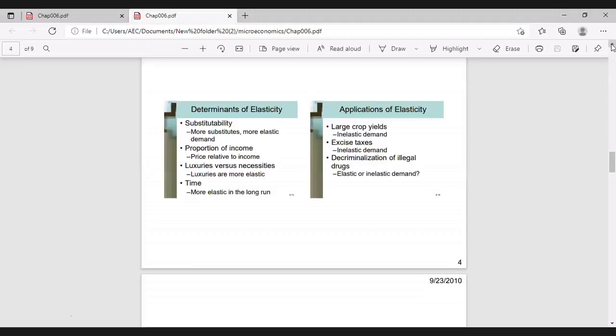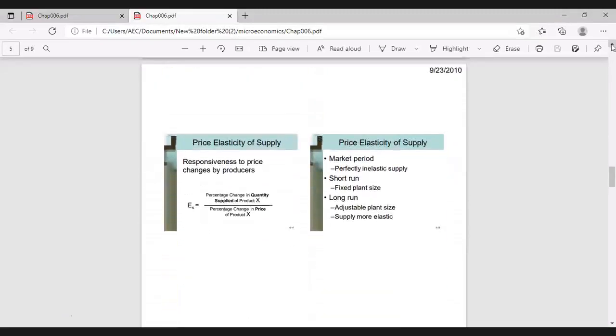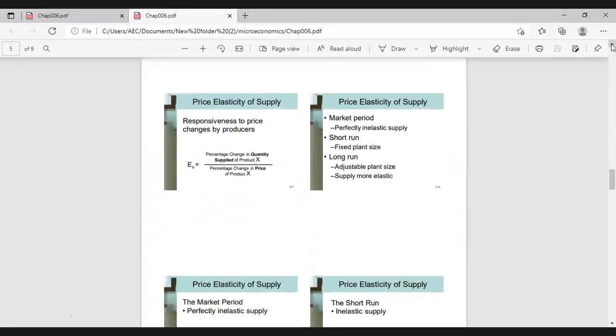some applications. So now we studied the demand elasticity. Now we will see there are some other demand elasticities. Now we studied only own price elasticity. Cross price elasticity and income elasticity, we will study after the price elasticity of supply.